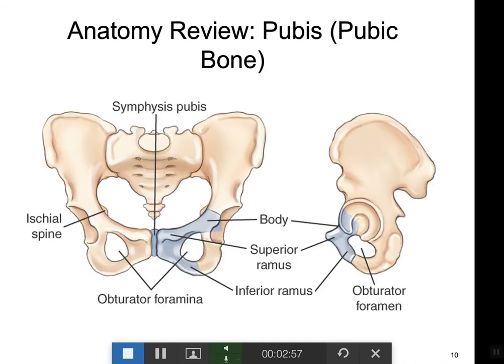Here's a picture of the pubis or pubic bone. You have your symphysis pubis, ischial spine, obturator foramina right there. Your body, your superior ramus, inferior ramus, and there's the foramen again.